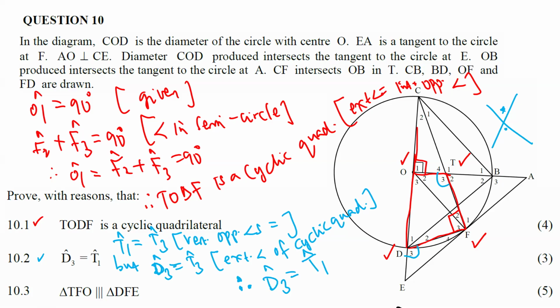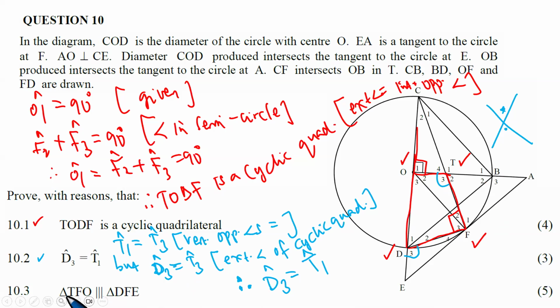Okay, where's the question? Who does not understand what to do? Then now we're going to look at, because now it's very easy to see that the angle D3 is equal to the angle what? Is equal to the angle T1. Because D3 is equal to T3, exterior angle of cyclic quad, and T3 is equal to T1. These are vertical opposite angles, and we've shown therefore that the angle D3 is equal to the angle T1. Right, and the marks are 3 there.